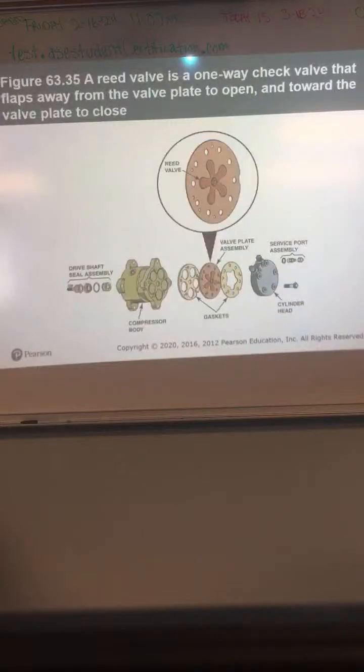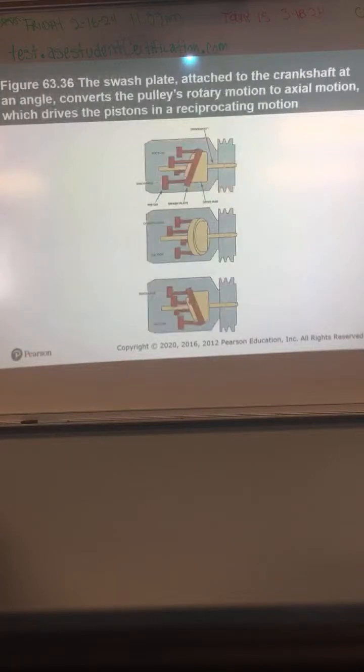Example of that you'll see in the book as well. This is going to show you another internal part of the compressor. These use a reed valve, which is a one-way check valve. Again, you don't have to worry too much about the inside of the compressor, but you just kind of know how they work and what's what.